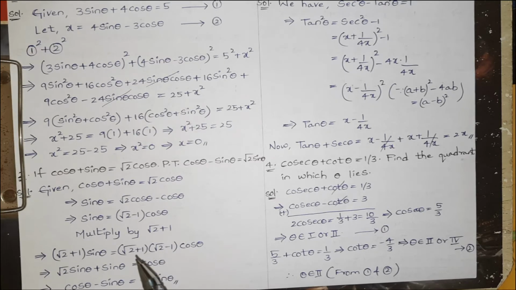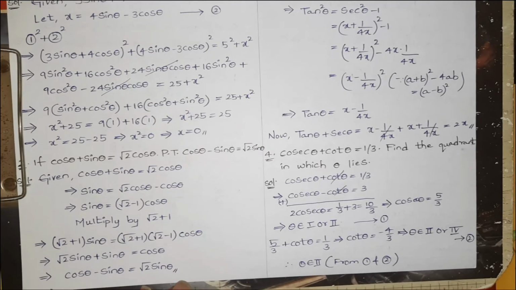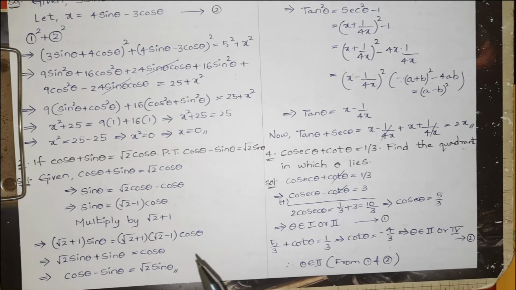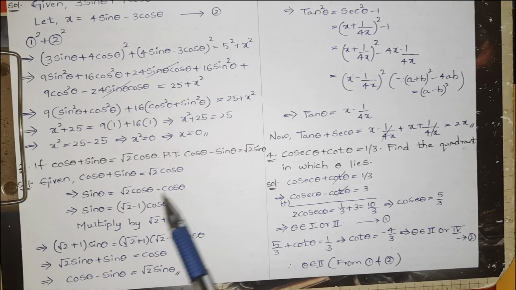So a square is root 2 whole square, that is 2, minus b square is 1. So 2 minus 1 is 1, and 1 into cos theta we will get as cos theta. So now cos theta minus sin theta is equal to root 2 sin theta. We have taken this sin theta onto the right hand side, so that is cos theta minus sin theta, and we are left with root 2 sin theta on the right hand side. So that is the solution for the given question.